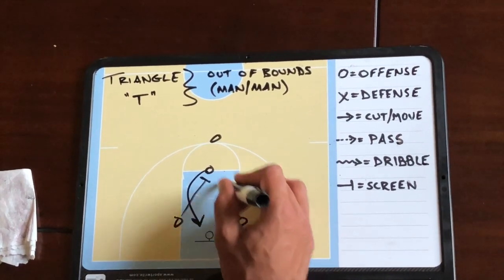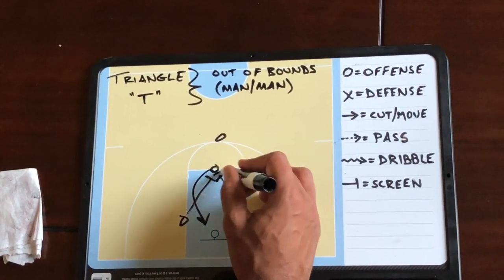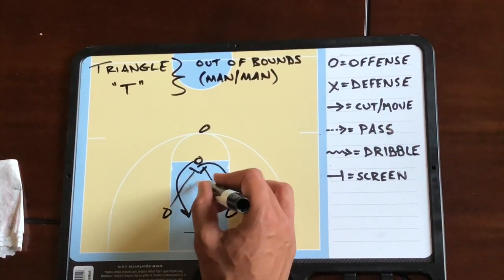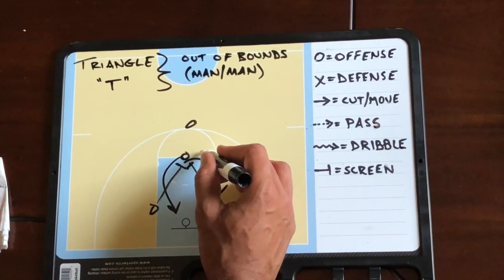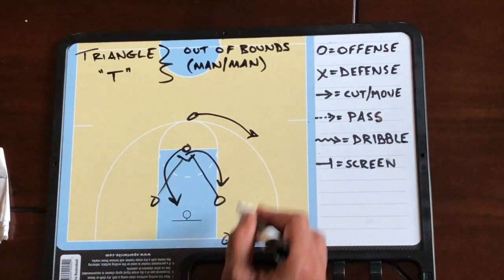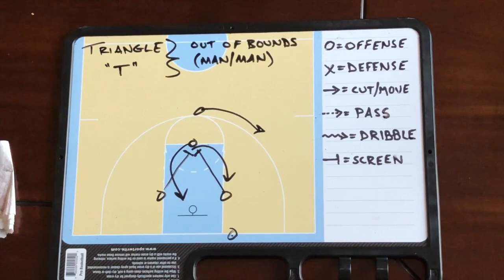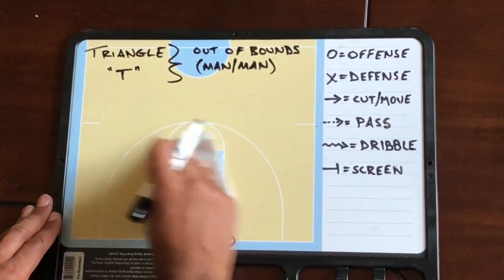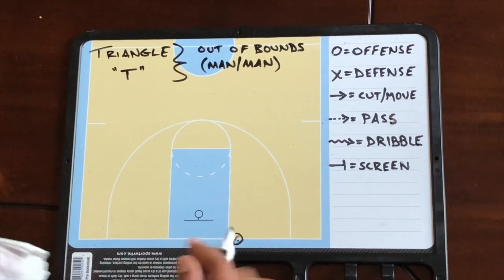After that happens, this person's setting another screen on this person. They're coming around for another potential opportunity. And after they set the pick, this person here, they're just going to float and get open. This person is a safety valve to get the ball in if we don't get anything like that. That's called triangle.